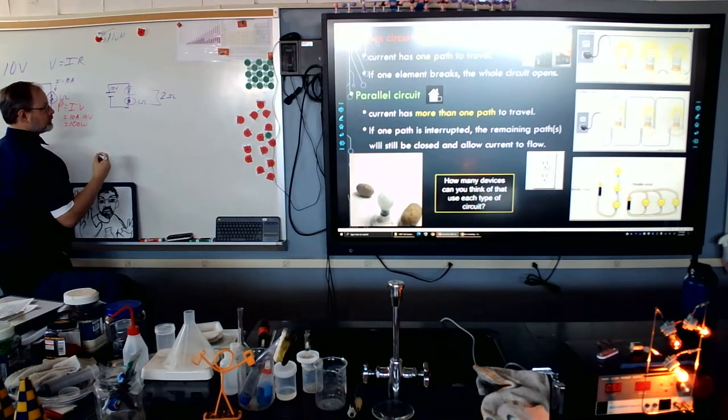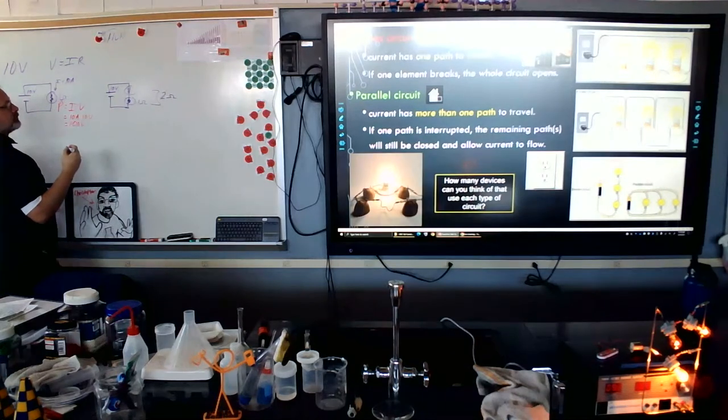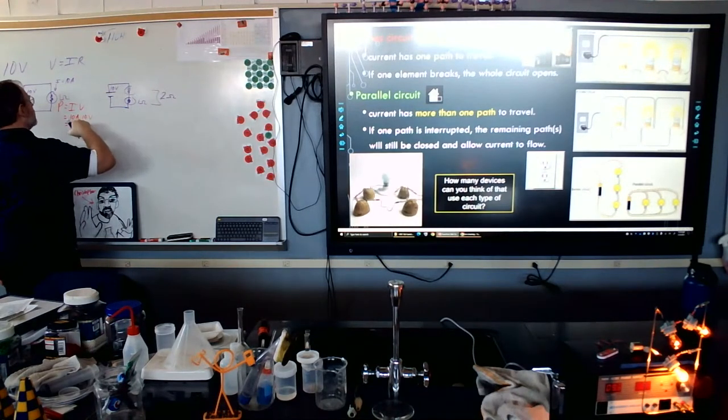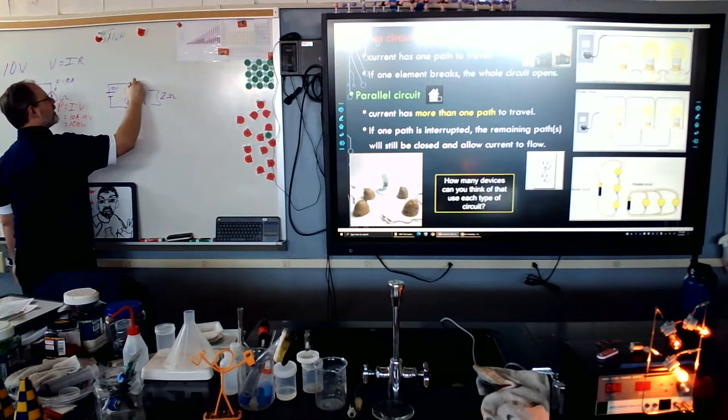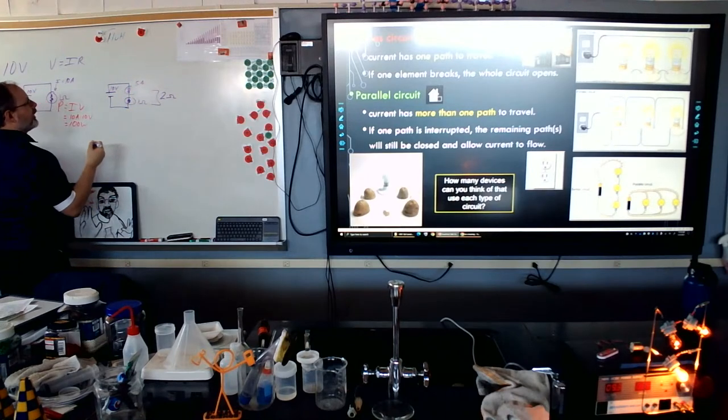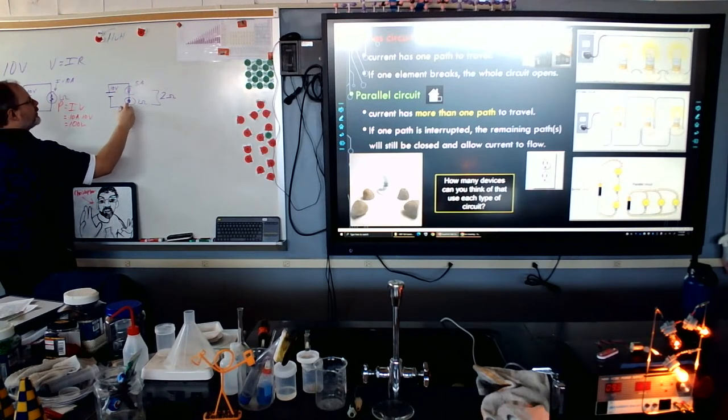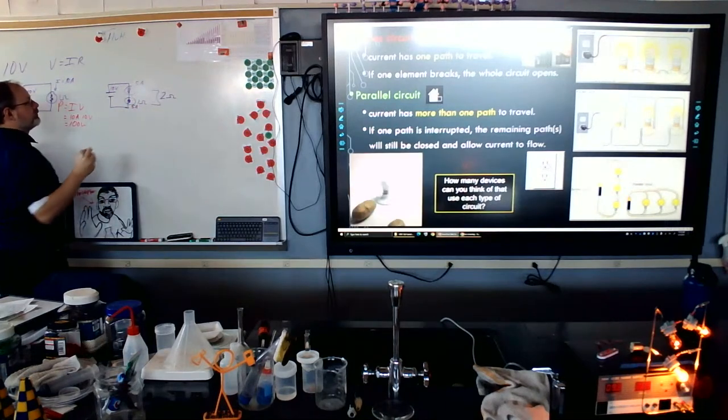Is it like half of the other one? Yeah, it's gonna be okay. It's gonna be not 10 amps, but 5 amps. Okay. And then the current down here is also gonna be the same, 5 amps.